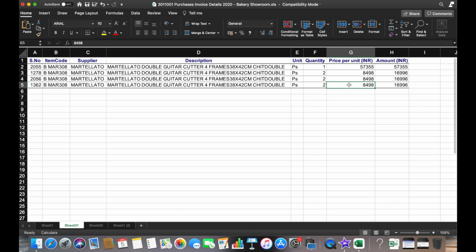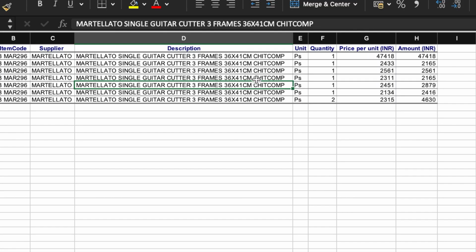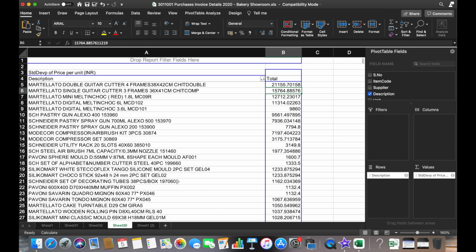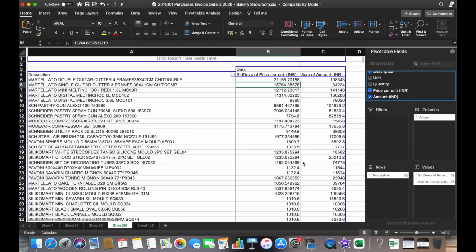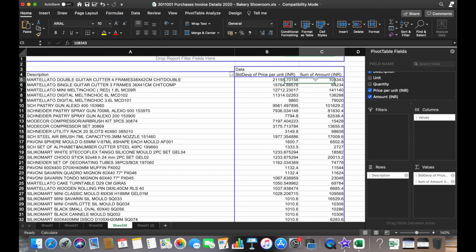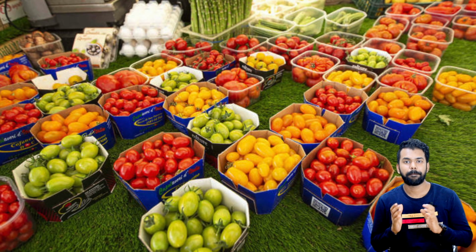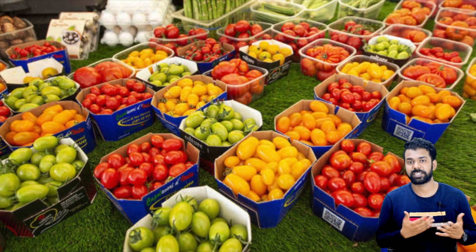Well, we see again for the next item, which is 3 frame cutter. Double click and there is a major variation here also. For further analysis, you can add the total amount here as well and then concentrate only on the amount which are significant. I'll just tell you one thing. This analysis may not work for agriculture items or items which have high price fluctuation.